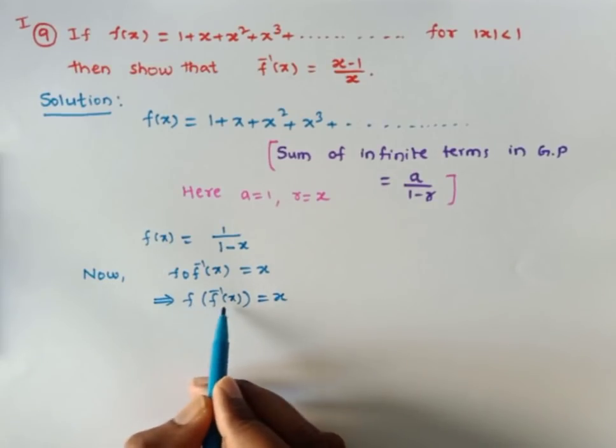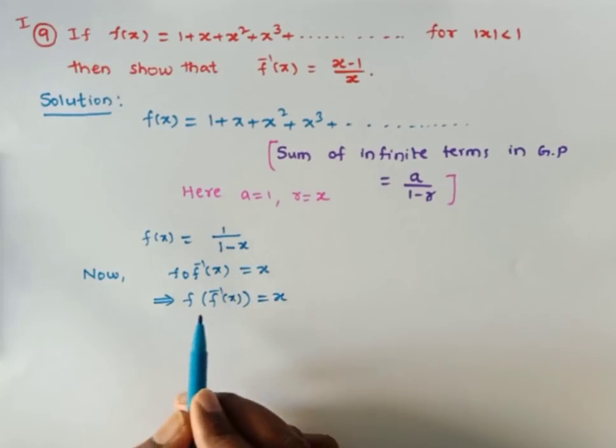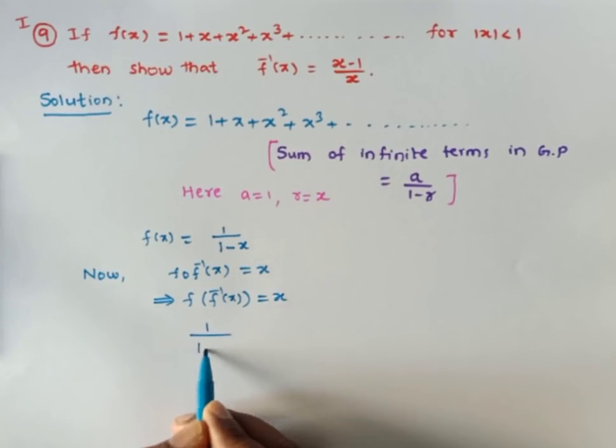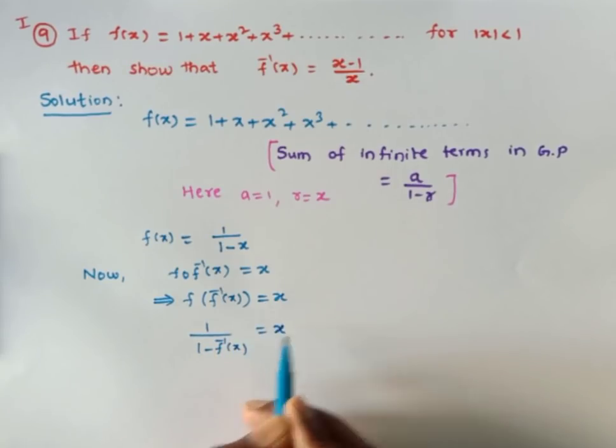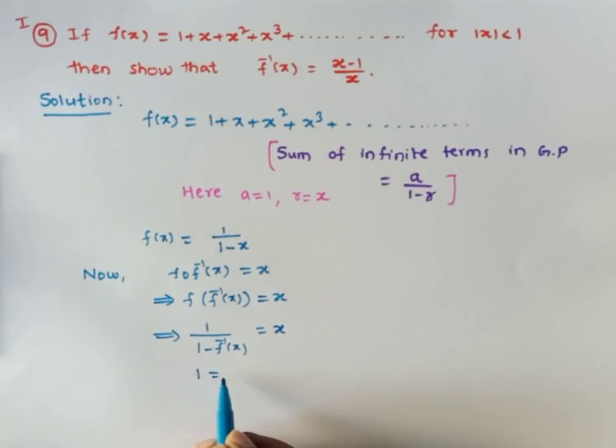So it is like f of x. What is our f of x? 1 by 1 minus x. So replace this x with f inverse of x, so that it is 1 by 1 minus f inverse of x is equal to x. Now you can cross multiply this. So 1 is equal to x times 1 minus f inverse of x.